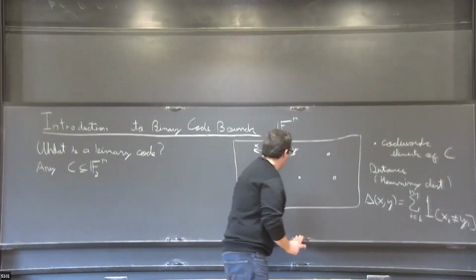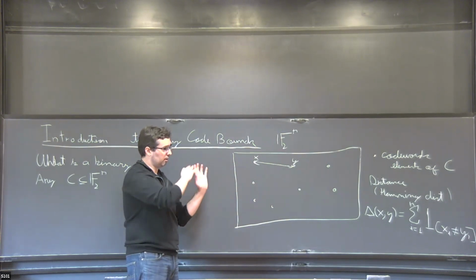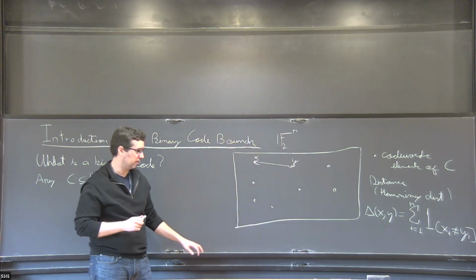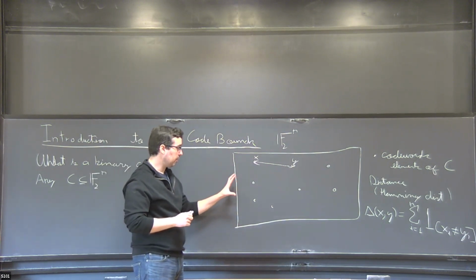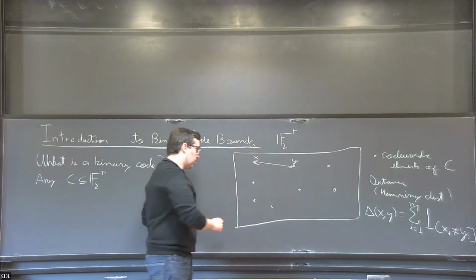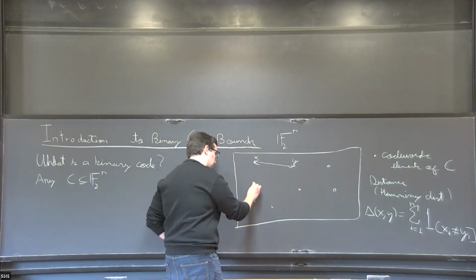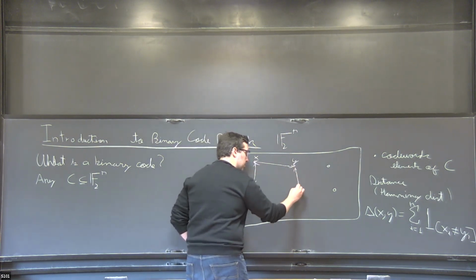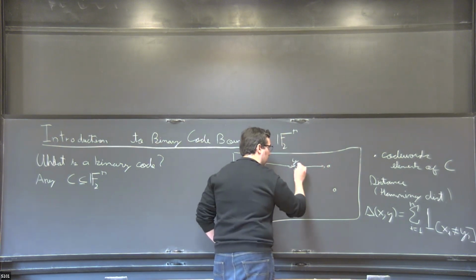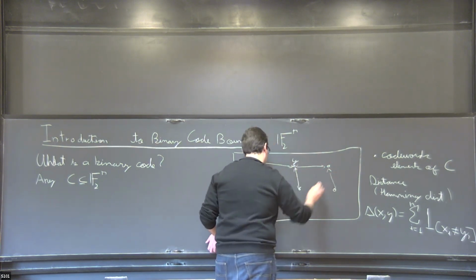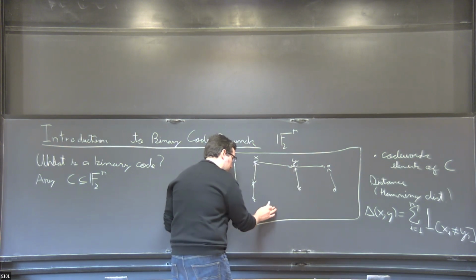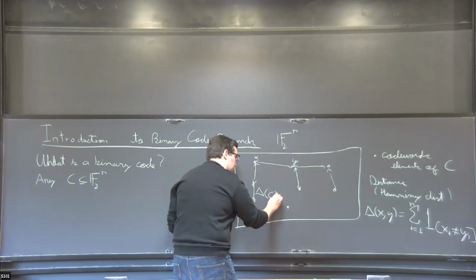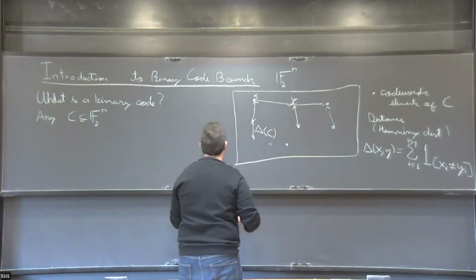And ideally, in codes, you would like to make the codewords as far apart as possible, because that's going to be related to the resilience of the code to errors. So one important parameter of the code is this: you look over all pairs of different codewords, and then you take the minimum of their distance. This is going to give the minimum distance of the code. You look at all pairs, and so on. This is the minimum distance of the code, and it's a very important parameter of the code.